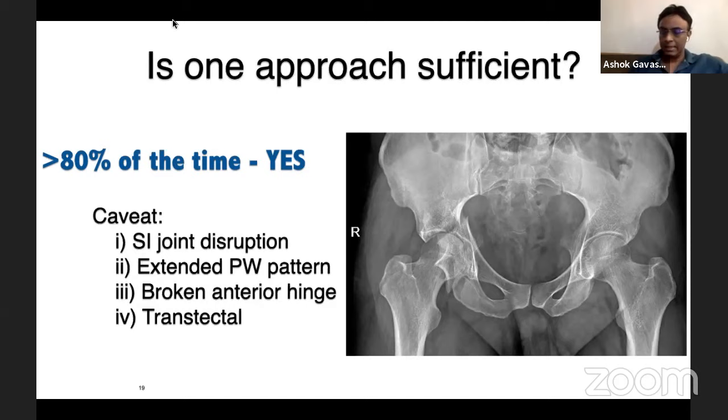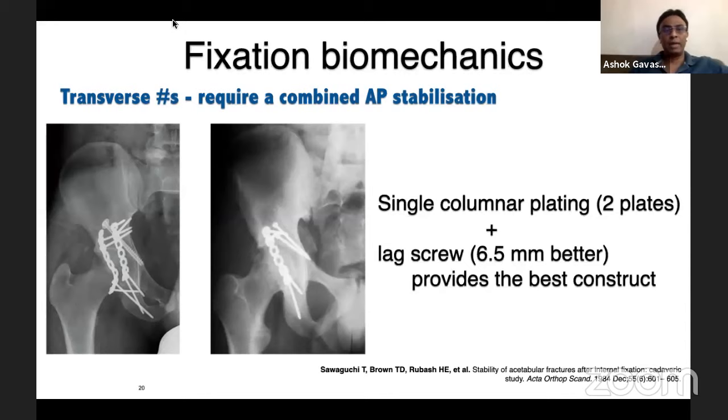What about fracture biomechanics? Transverse fractures require a combined anterior-posterior stabilization. You cannot stabilize one column with screws and think that will be sufficient, because you can lose reduction over a period of time. But it doesn't mean that you need to do two approaches. A single approach is sufficient. A single approach focusing on columnar plating, preferably with two plates, and an indirect reduction of the other column, and fixing with a 6.5 mm screw provides the best possible construct.